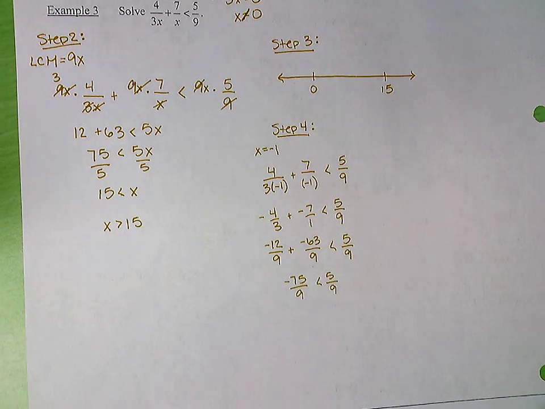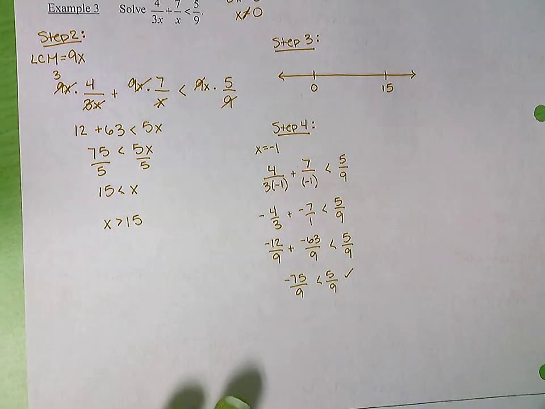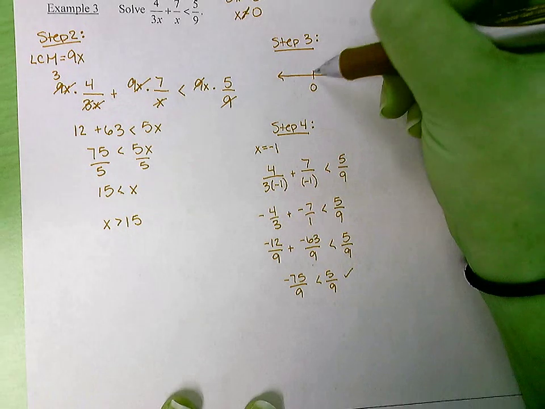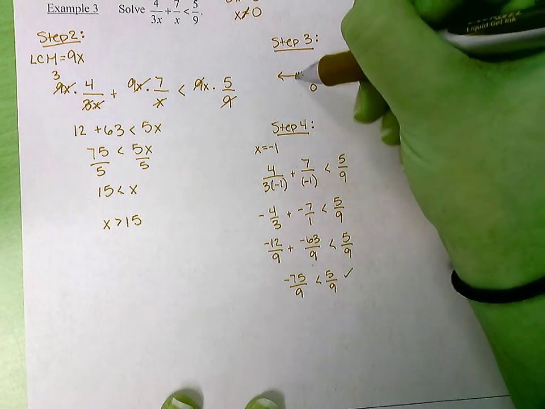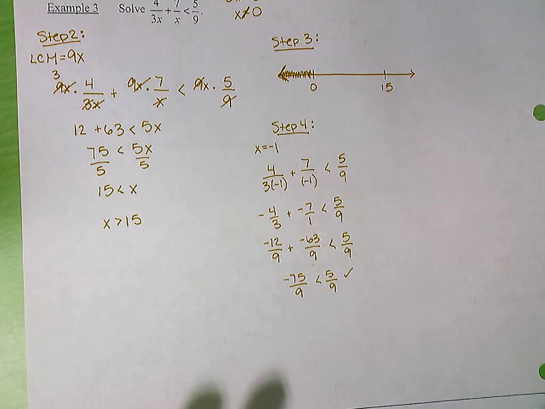I want to see if that statement is true. Is a negative 75/9 less than 5/9? Yes, because it's negative. So that's true. That means I could plug in any values that are less than 0. So I'm going to shade in that number line to the left of 0, because I just tested that point.